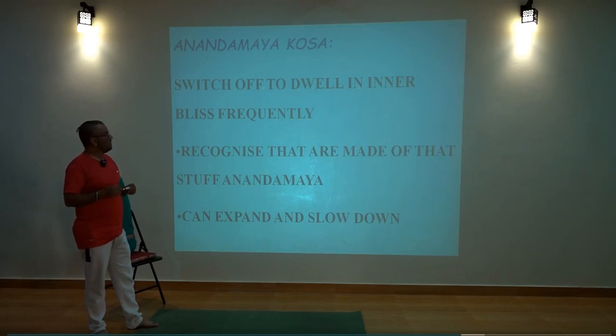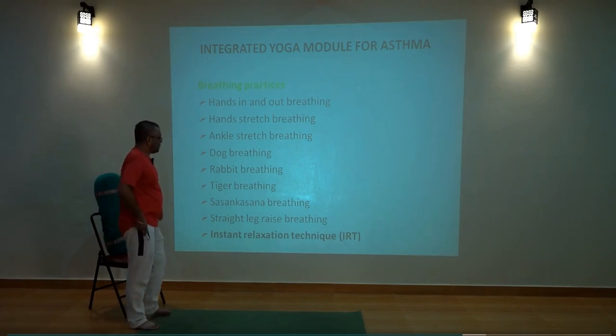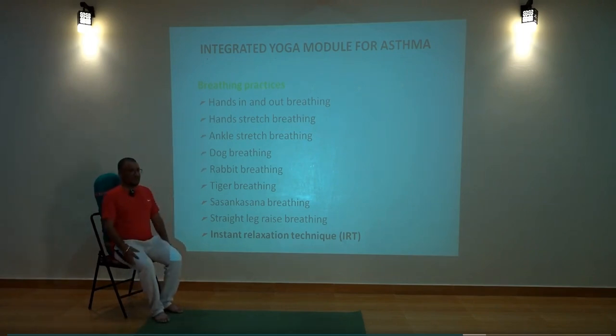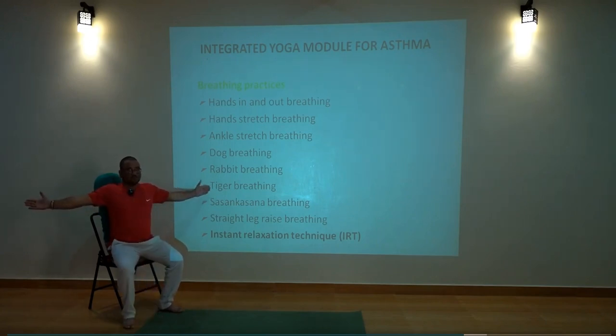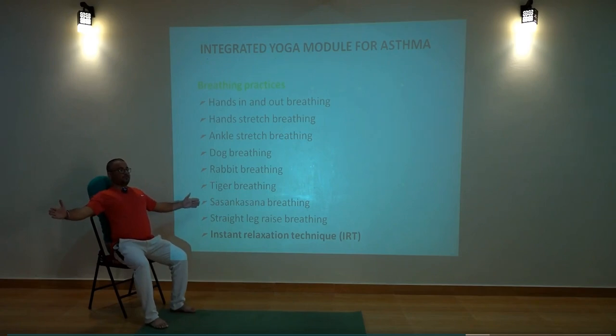So if we move to the next slide after this. Integrated yoga modules for asthma, breathing practices. Hands in and out breathing you can use. Take your hands in, inhale. In the hands in and out, when you're going out, when you go in, you can take into the rest also. If the problem is with chest opening, you can open the chest easily. Slow and dynamic movement. Hand stretch breathing.